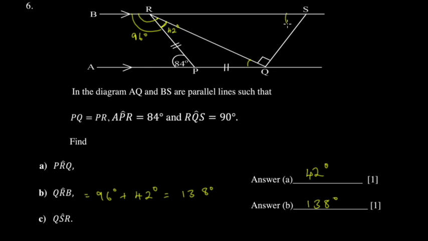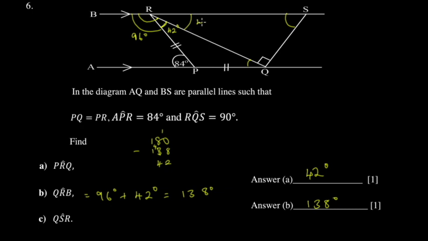Then QSR would be this angle right here. That's what we have to calculate this time. We've calculated this one is 42, and this happens to be a straight line, so we can also calculate this one. 96 plus 42, we get 138, just like what we said here. And then 180 degrees minus 138, and you actually get 42 again here.